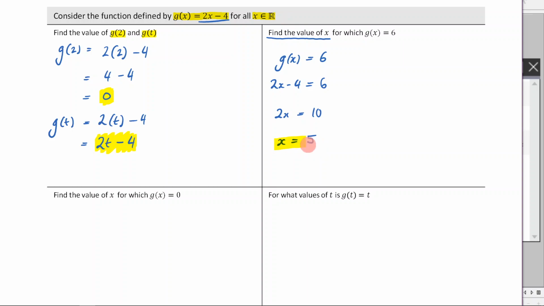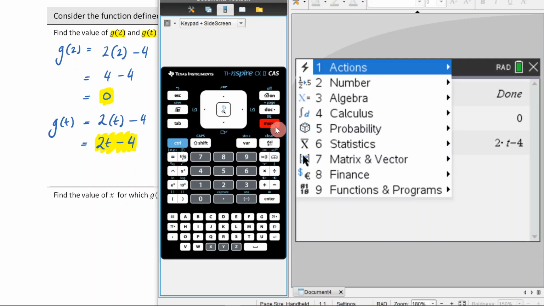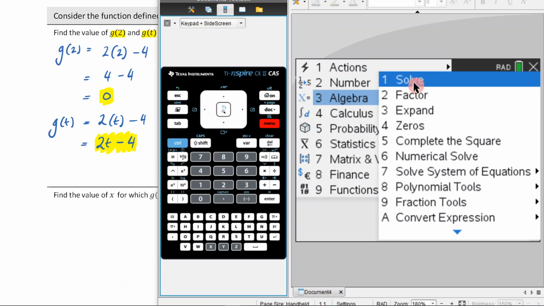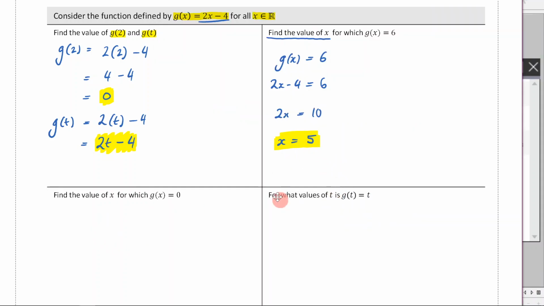Now it's also important that you can do this on your CAS calculator. So let's go through that process here. We come over here. I'm going to go menu, algebra, solve, then g of x is equal to 6, comma x, because I want to solve it for x. I hit enter, x is going to be equal to 5. And just like that, we get our answer. Let's now move on to our next one.